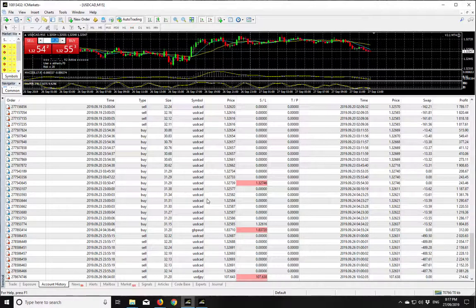Just having a quick look at the Forex algorithm, the EA that I'm using. You've got three EAs running at the moment. They're all scalping bots, but I'm forcing them to trade directionally.